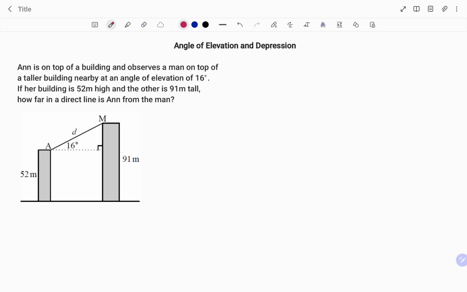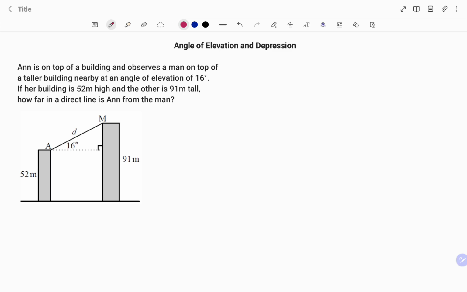In the first example, we have Anne on top of a building who observes a man on top of a taller building nearby at an angle of elevation of 16 degrees. If one building is 52 meters high and the other is 91 meters tall, how far in a direct line is Anne from the man?